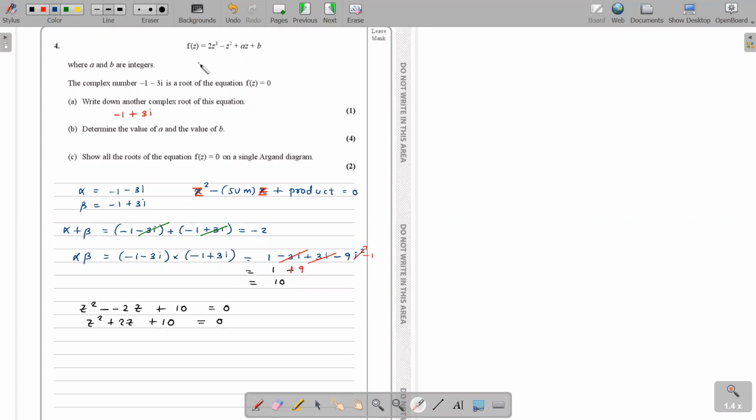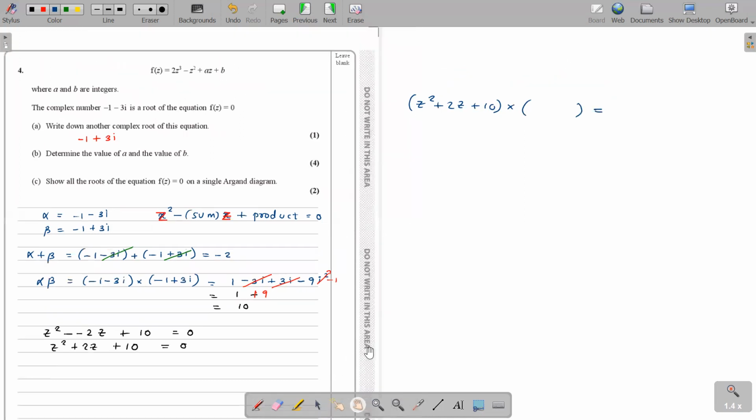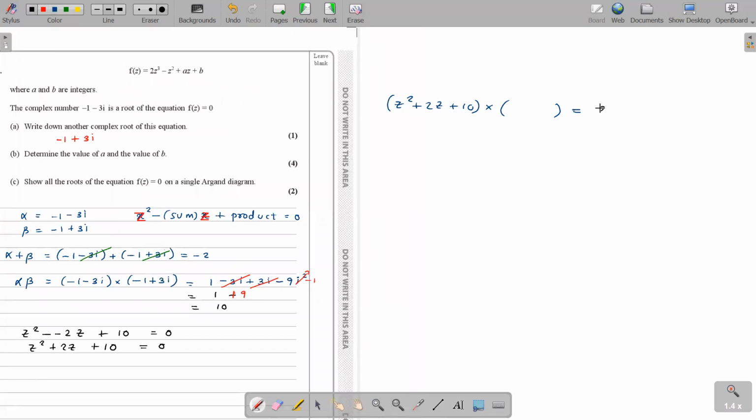So one method that we could do here is, now we know our z square plus 2z plus 10. I have to multiply it with another linear factor, right? We have to multiply it with another linear factor to create the 2z cube minus z square plus az plus b. So definitely this has to be multiplied with another linear factor. Now this has to be something with z, right? And with z means it's z plus some constant, isn't it?